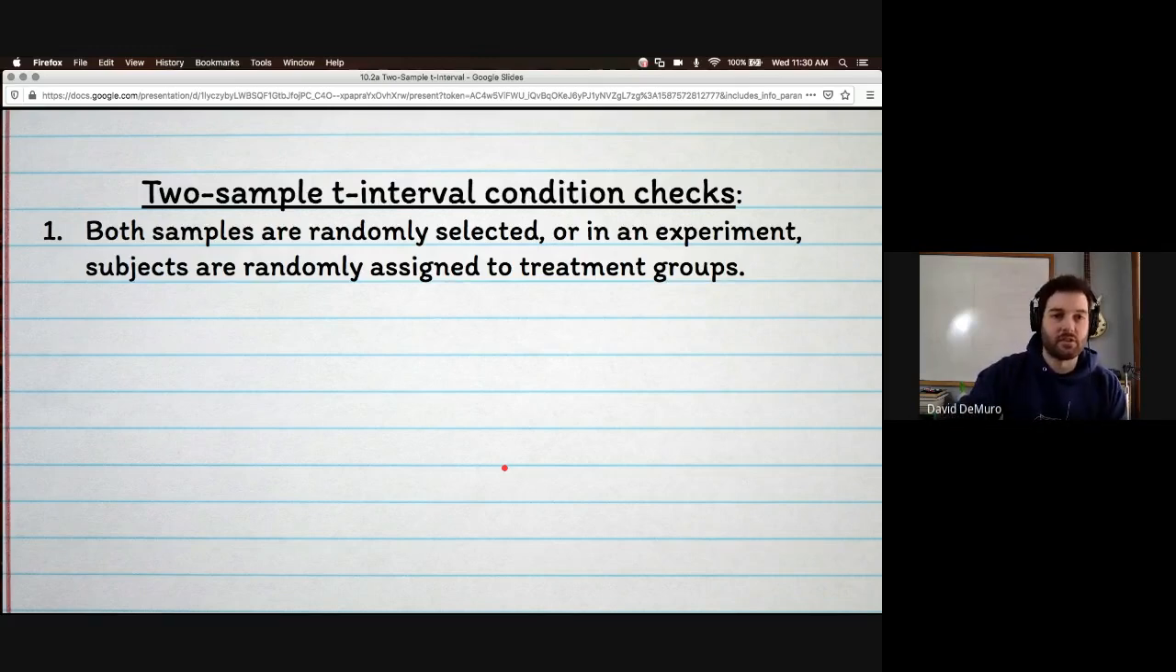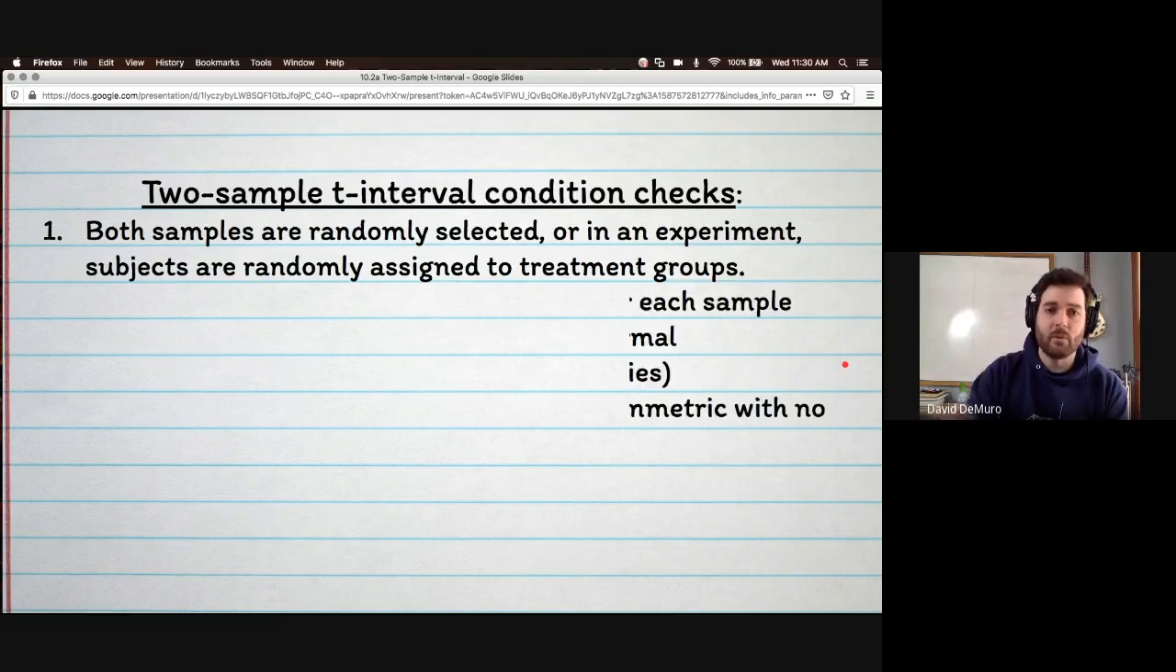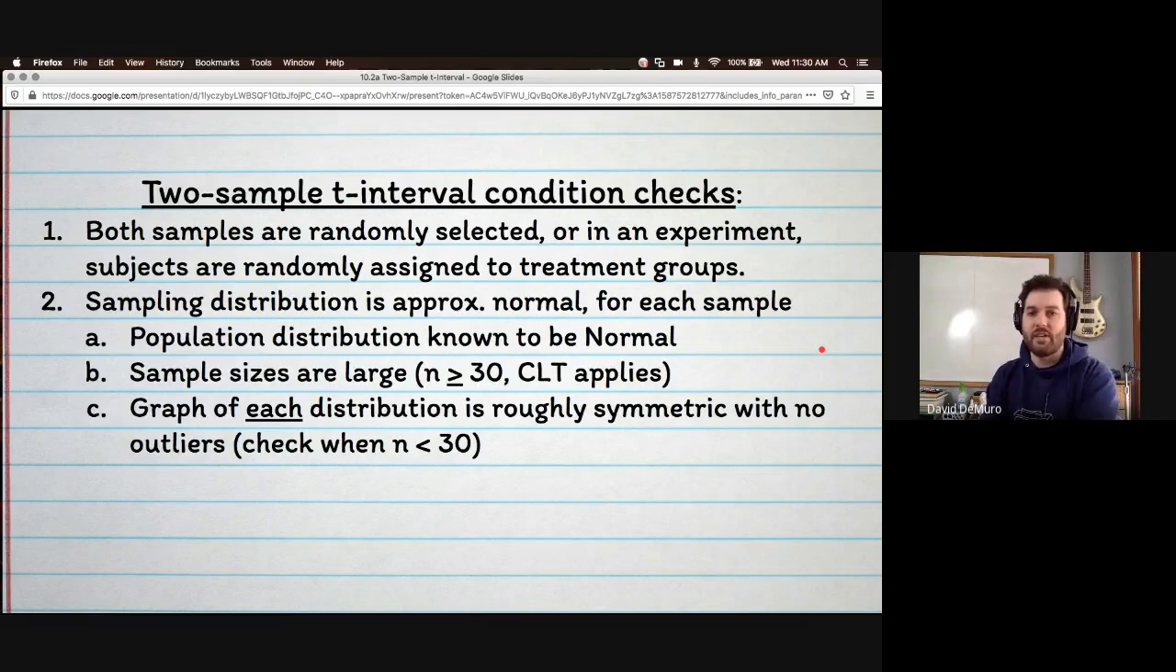In a two-sample t-interval, there are the same three basic condition checks that we've been using for all inference procedures. Number one, both samples need to be randomly selected, or in an experiment, subjects are randomly assigned to their treatment groups. That helps limit bias and helps ensure that the sampling distribution has a mean equal to the parameter of interest.